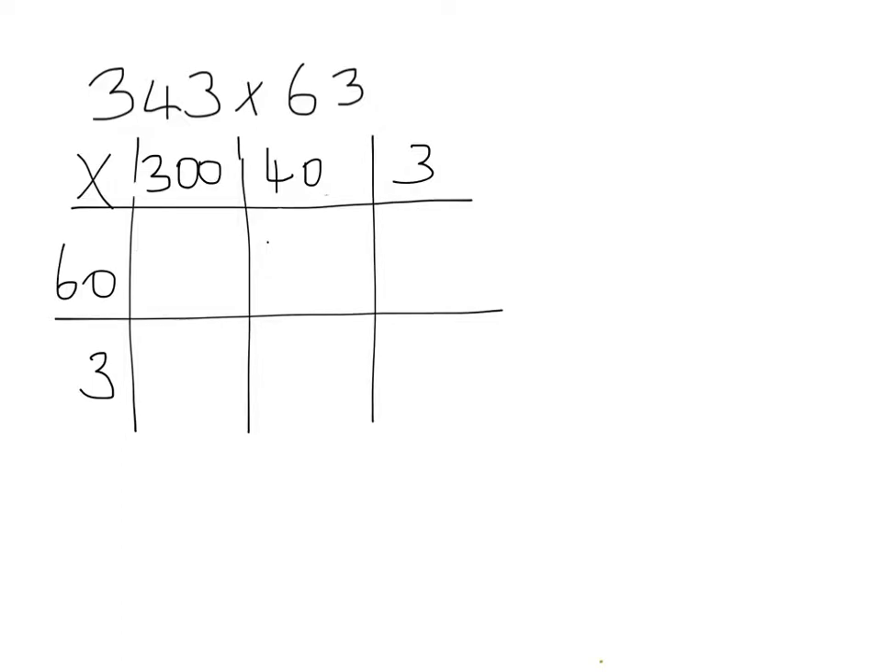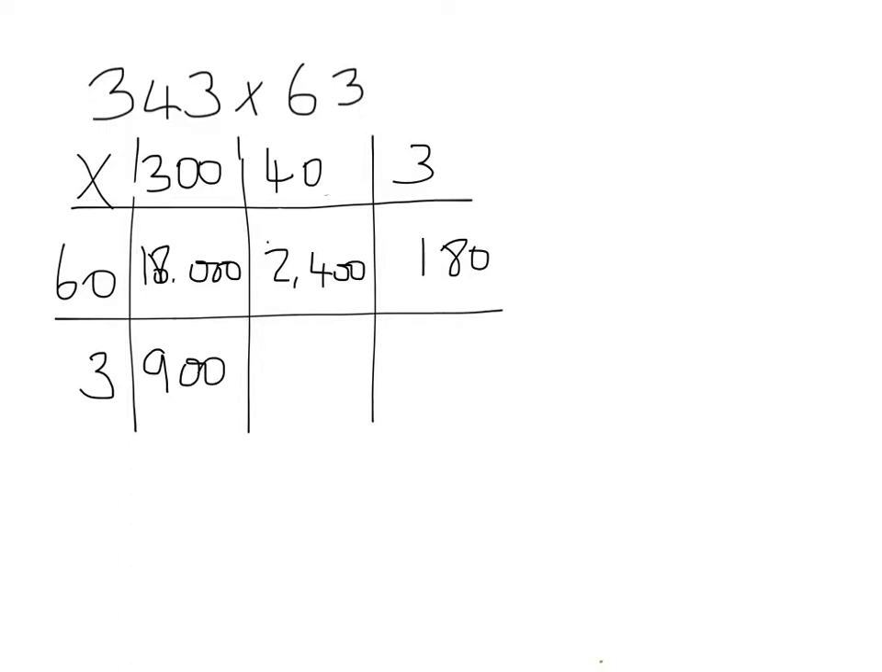So, if 6 times 3 is 18, we multiply that 18 by 1,000. So we should have 18,000 in that first box. Massive, eh? We've got 6 times 4 is 24, so 60 times 40 will be 2,400. 6 times 3 is 18, so 60 times 3 is 180. Now 3 times 3 is 9, 300 times 3 is 900.